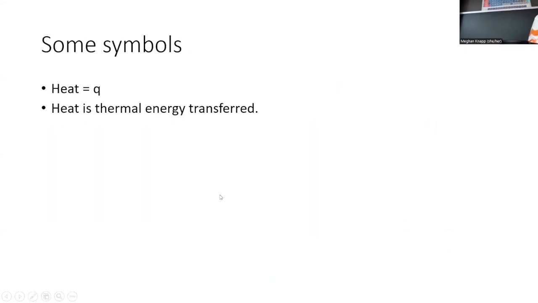Okay, so some symbols. Heat is represented by Q. Sorry, I did not make that letter choice, but that is what we use. We will use H for something else later in the chapter. And heat is when thermal energy is transferred. So a lot of times people will think of it as like a liquid or something. It's not an actual physical thing. It's not a fluid of any kind. It is just a measurement of how much energy went from one object to another or one location to another.